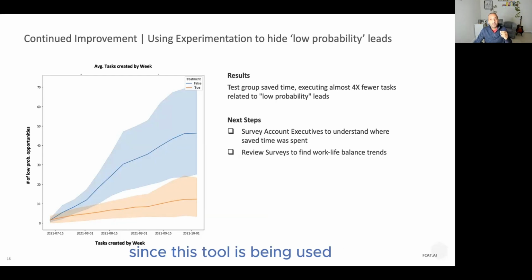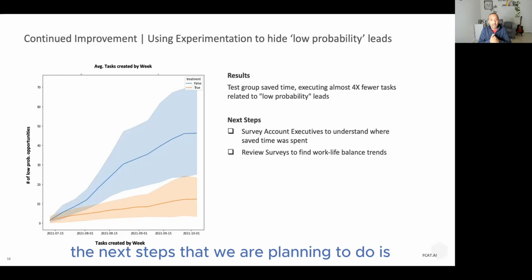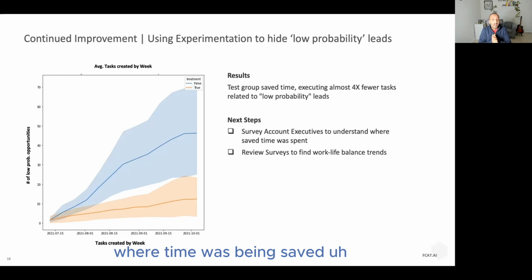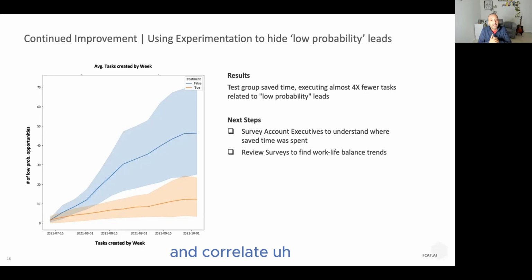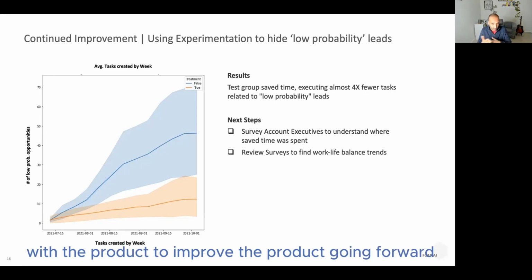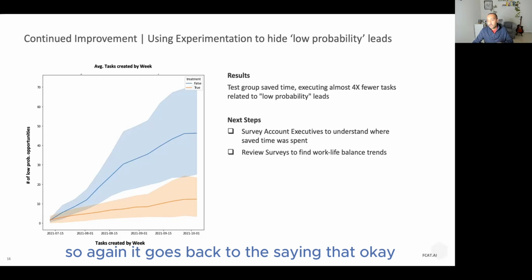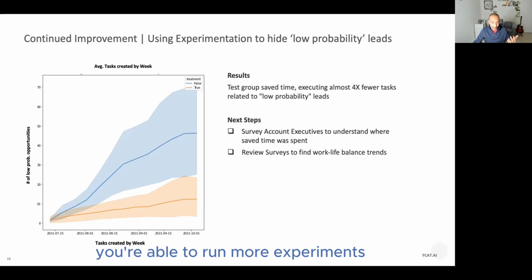Now, since this tool is being used in all sorts of other experimentation, driving experiments like these is becoming much easier. And as you can see, the next step that we are planning is to find out where time was being saved and what sort of work-life balance trends we can look into and correlate with the product to improve the product going forward. So again, it goes back to the saying that if you have more data, you have adoption, you're able to run more experiments and make it better and better.